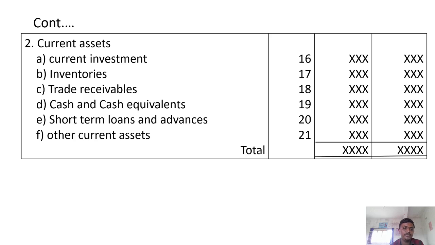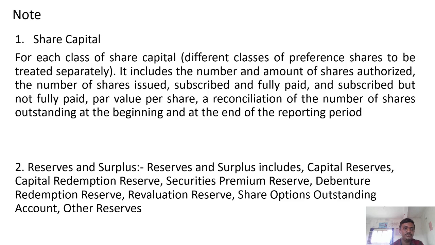Then the second one under the assets, the current assets. Again, the current assets are segregated as current investments, note number 16. Inventories, note number 17. Trade receivables, note number 18. Cash and cash equivalents, note number 19. Short-term loans and advances, note number 20. And other current assets, note number 21. The total of these things is called the total of assets. So let's move on to the notes that are relating to balance sheet.